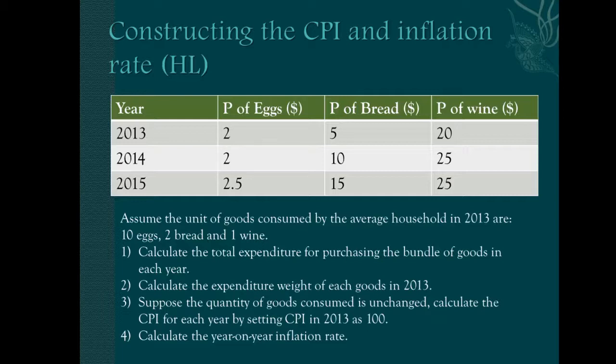So you guys finished the calculations? Done? Okay. Good. Now can you tell me the first one? Just show me the working and also the answer as well. For number one, calculate the total expenditure for purchasing the bundle of goods in each year.